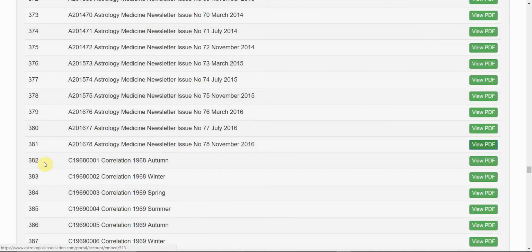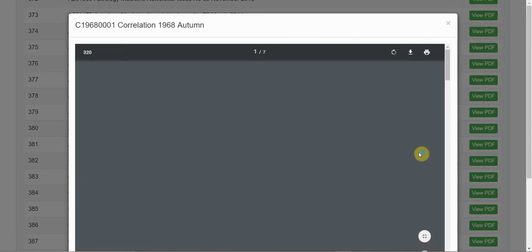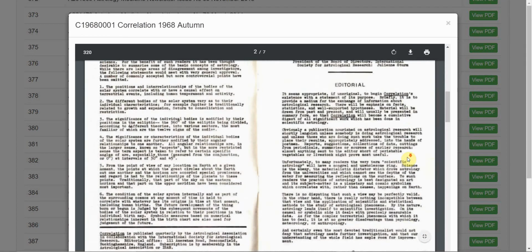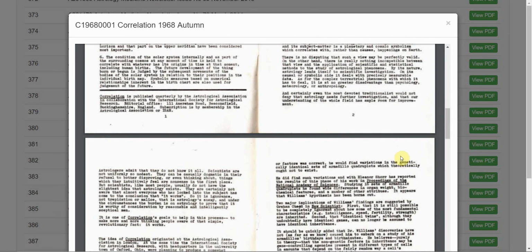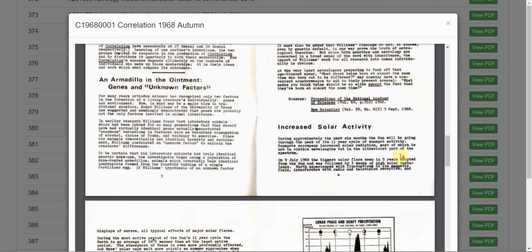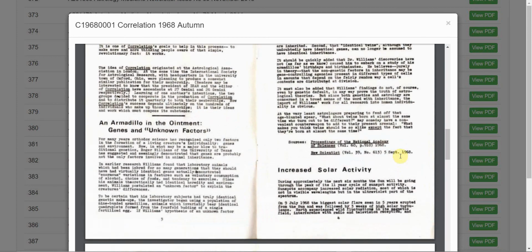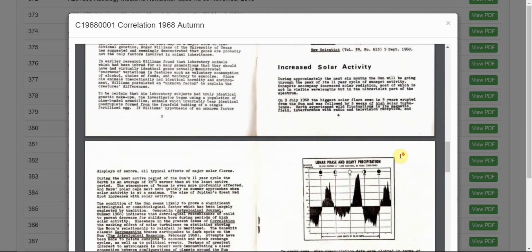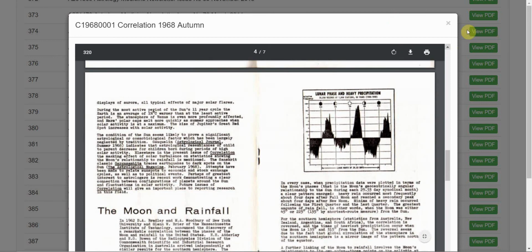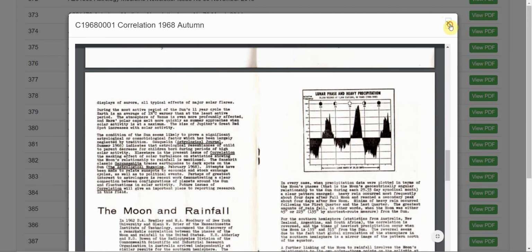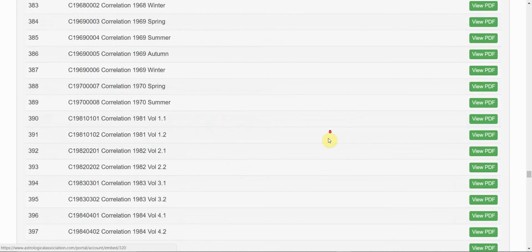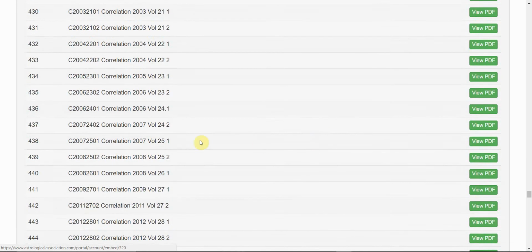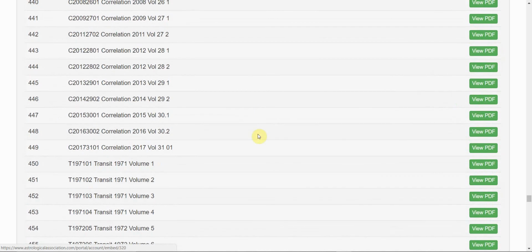Same with Correlation. The first Correlation looked like this. Very basic, and you'll have to read very carefully, but it's interesting subject matter and definitely worth looking at. The moon and rainfall, as they're not meagre magazines. Correlation is one of the most underrated astrology magazines, I think, and its work on research is groundbreaking.